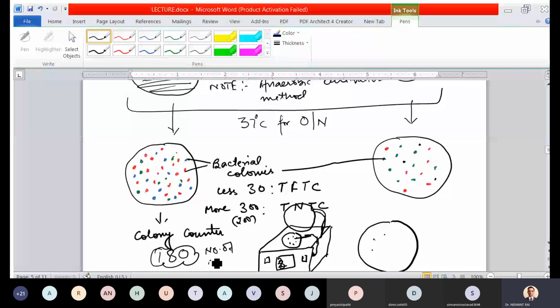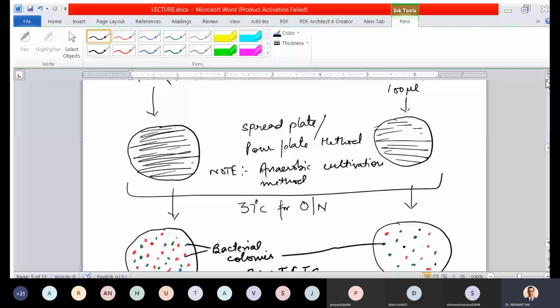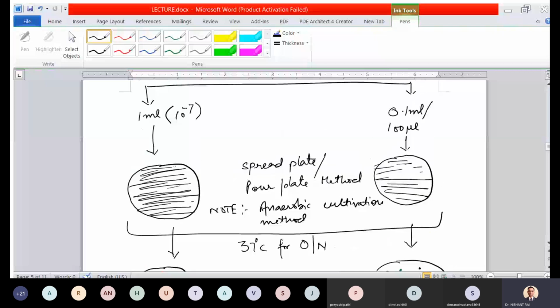Number of colonies is 180. Then second is the dilution factor. The dilution factor is the reciprocal of the dilution. When you listen to the lecture, sit with a notebook so that you can write. The dilution we have used is 10 to the power minus 7.